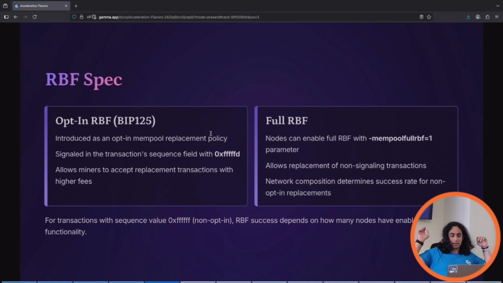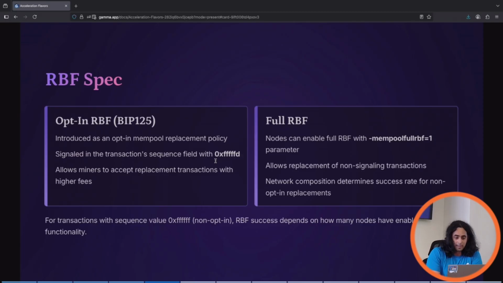Okay, so what is the spec? Well, so there's opt-in RBF, which came in BIP 125. And this is actually signaled in the transaction itself in the sequence field. So if you guys look right here, this is how it's typically signaled. And this is how you conveyed that your transaction that you are broadcasting, you are OK with it being RBF'd.